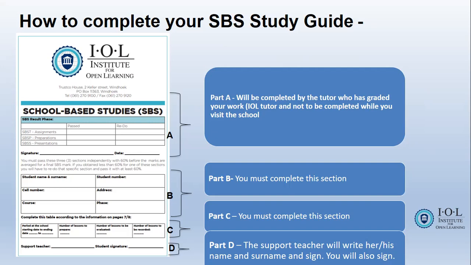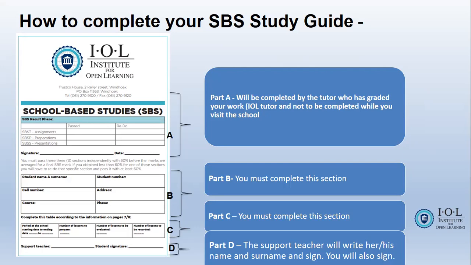It is the part where the tutor who has graded your work will complete. You will see in the table there is pass and there is redo. If you have passed, then your marks will be recorded under the pass column. But if you did not pass, then the unsatisfactory mark or the fail mark will be recorded under the redo column. Then the signature there is not for you, and the date is for the person who has graded your book.